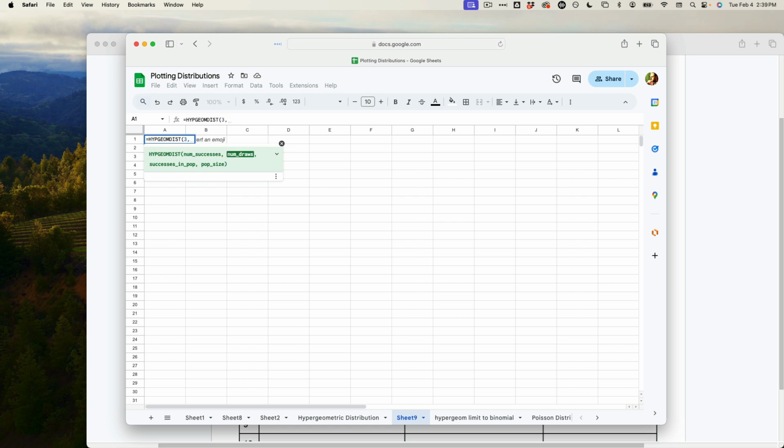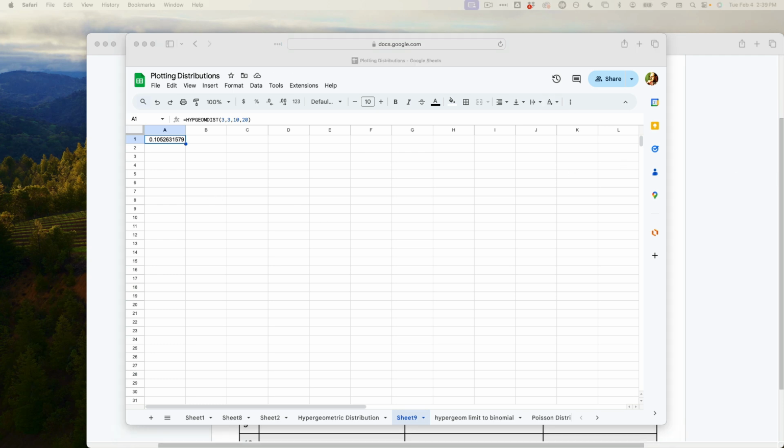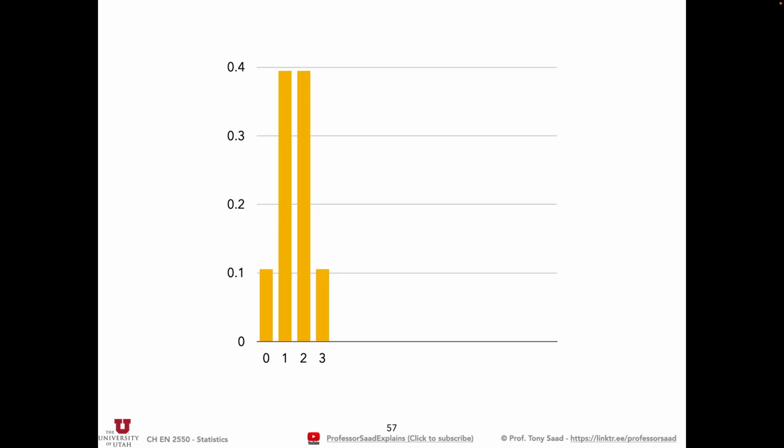The number of draws is going to be 3. We're picking 3 boxes out. The number of successes in the population is 10 because we know that 50% of the 20 boxes have a prize in them. So 10 of them have prizes. And the total population size is 20. And if you execute this, you get 10.5%. Exactly what I have here. So if you plot it, it looks like this. But this one is going to range from 0 to 3 because at most you're picking 3 boxes.